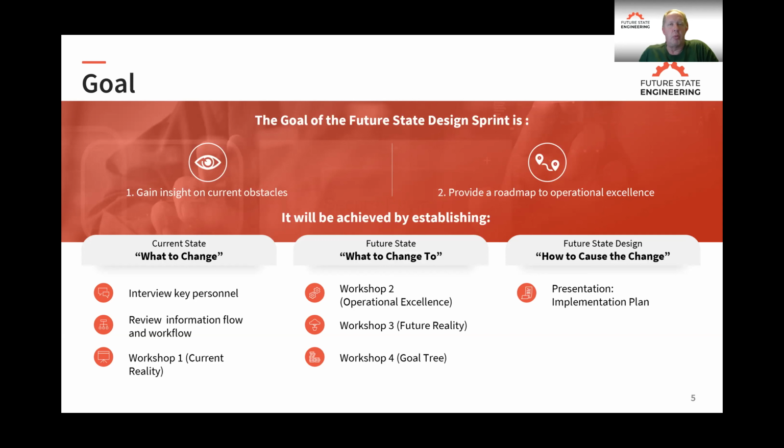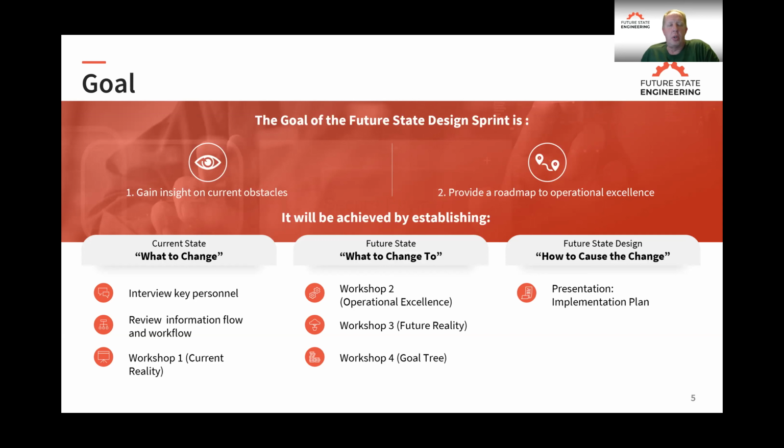Once we do that, we'll present the information back in a half-day workshop that states how the information and current workflow flows in the organization from the interviews, and also a current reality tree that defines all the issues in your company and what we see as the root causes of those.